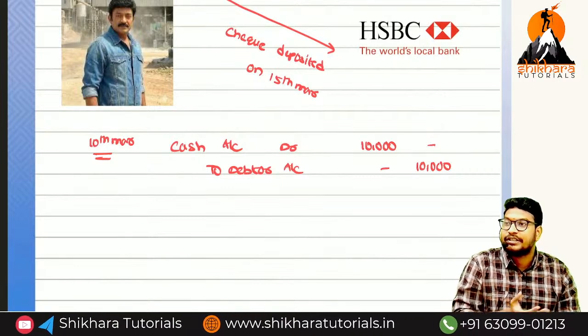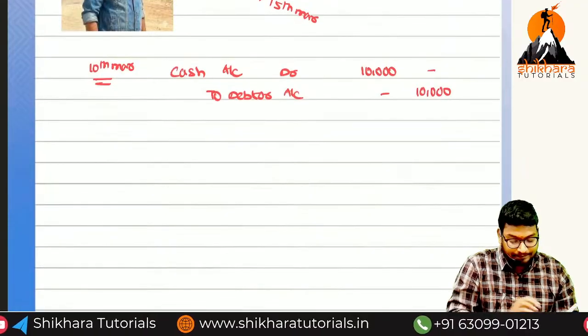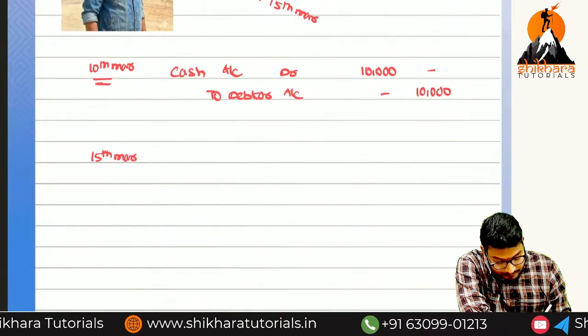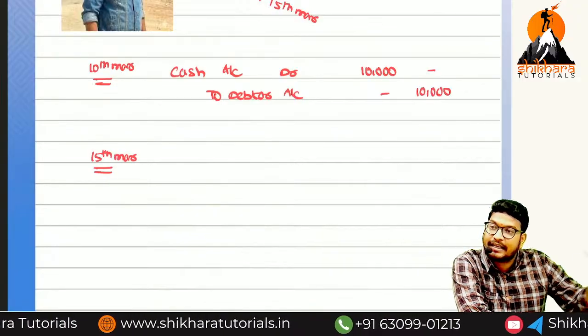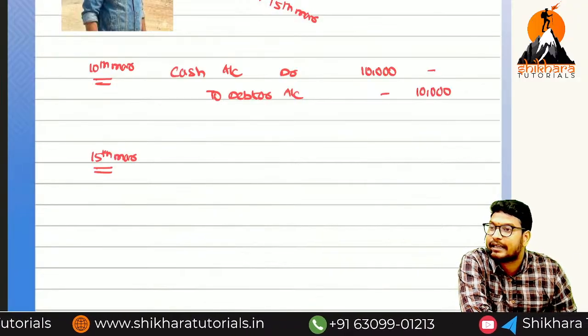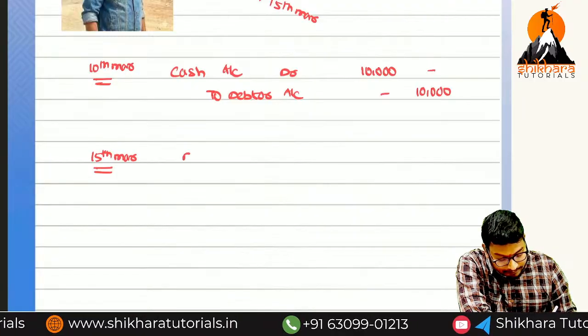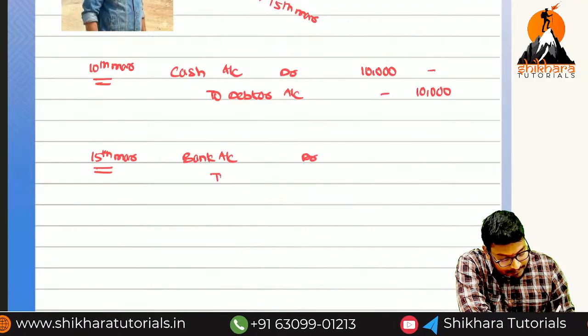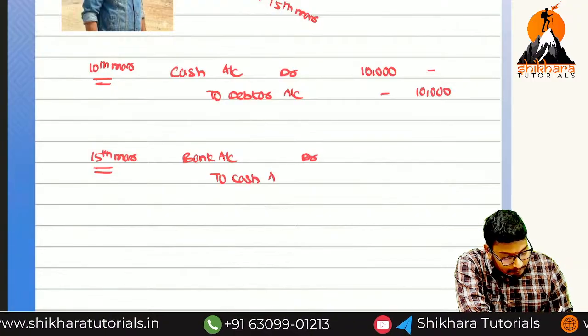So cash deposit into the bank means what is the entry? 15th March. Cash deposit into the bank means what is the entry? Bank account debited to cash account. So bank account debited to cash account.